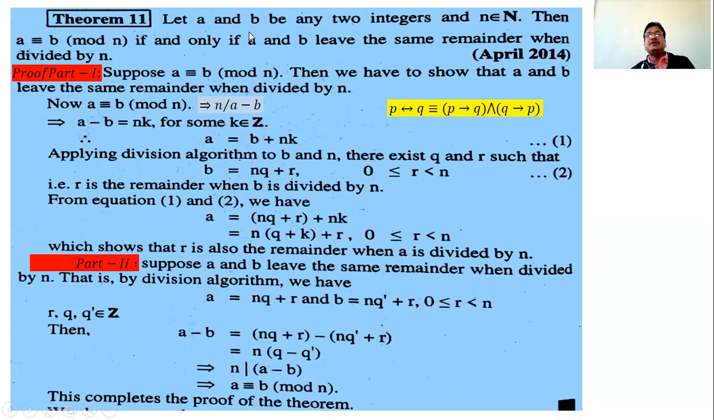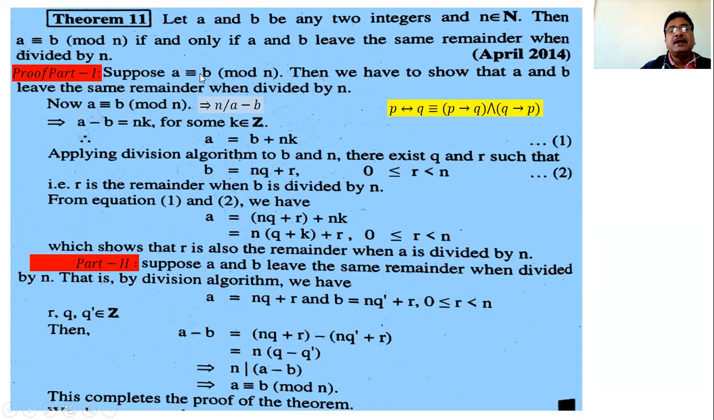So what is the P statement here? a is congruent to b modulo n is the P statement. And what is the Q statement? a and b leave the same remainder when divided by n. That is what we have to show: P if and only if Q. So in part 1, assume P. Suppose that a is congruent to b modulo n. And what do we have to show? We have to show that a and b leave the same remainder when divided by n.